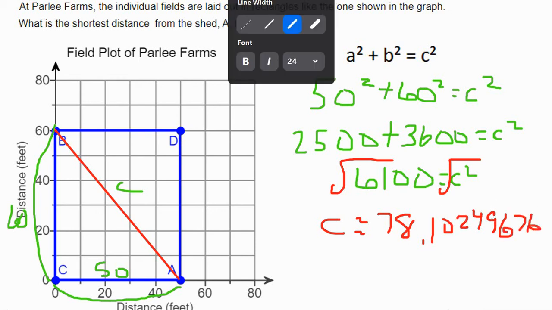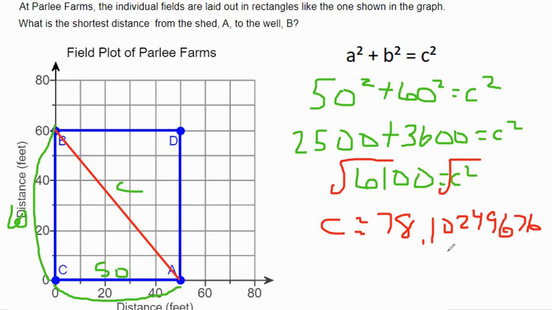But if we want to round to the nearest tenth, that's the first number that comes after the decimal. So we look at the second number, and since the second number is 0, 1, 2, 3, or 4, we don't change that 1, so our answer is going to be 78.1 feet.